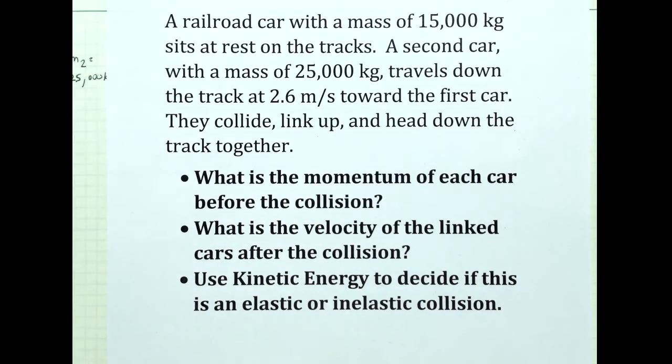In this problem, we will use the principle of conservation of momentum to solve the following problem. A railroad car with a mass of 15,000 kilograms sits at rest on the tracks. A second car with a mass of 25,000 kilograms travels down the track at 2.6 meters per second toward the first car. They collide, link up, and head down the track together.